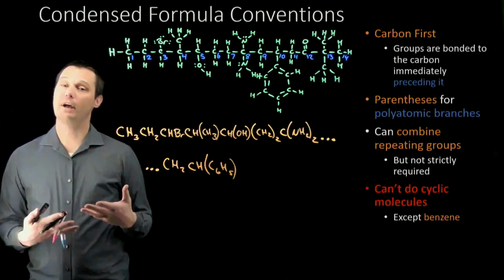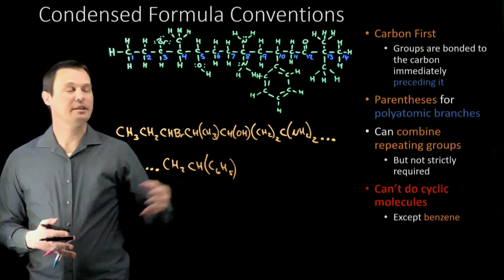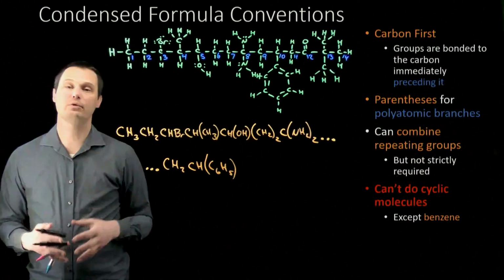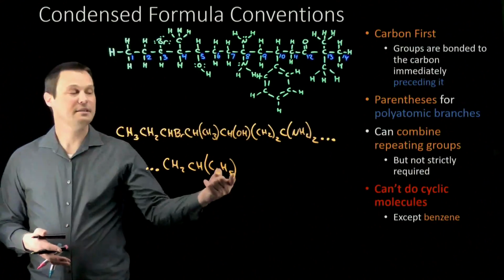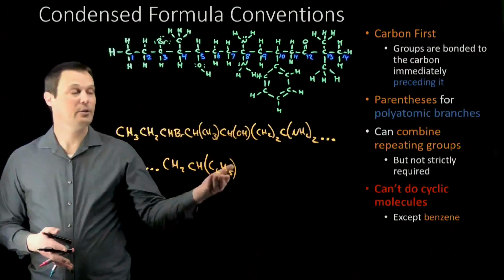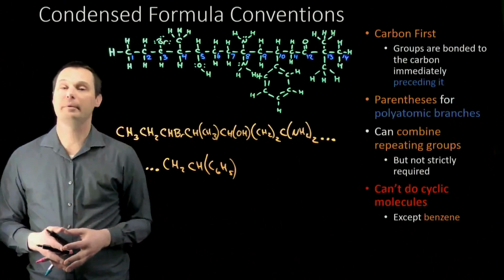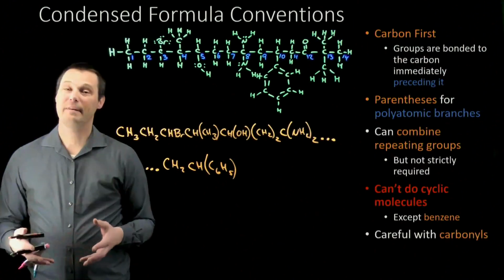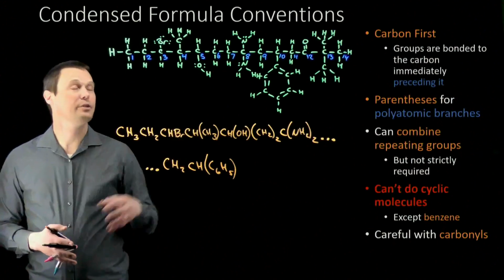Since the benzene ring is so common and ubiquitous, we can say C6H5 is our shorthand condensed formula for a benzene ring. So when I see C6H5 in a condensed formula, I know that this is a benzene ring attached to the carbon immediately preceding it in the condensed formula. The final convention that I'm going to talk about today has to do with carbonyls.